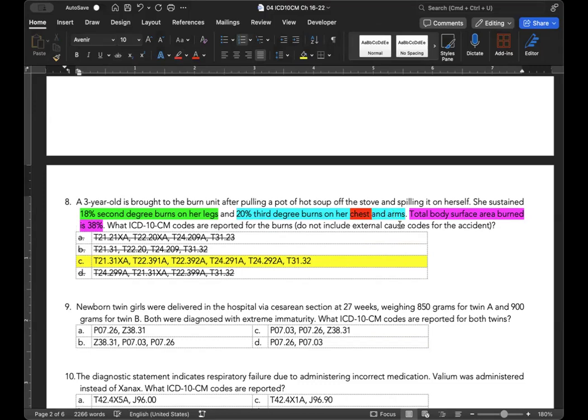And the arms is 2. Okay. All right. So we have to have 2 third degree burns anatomic location coded. Gotcha. Okay. Thank you. You're welcome.